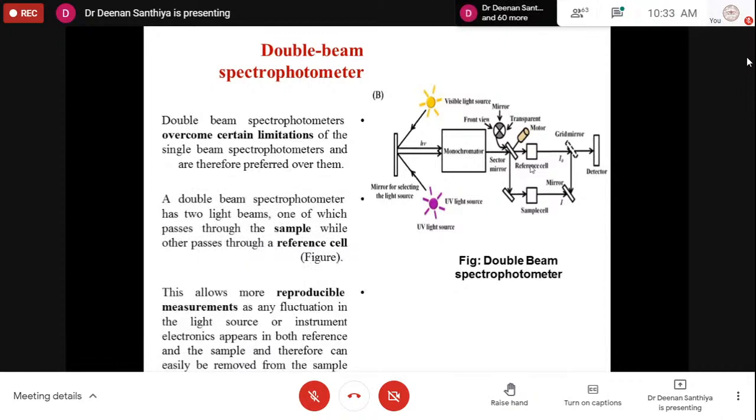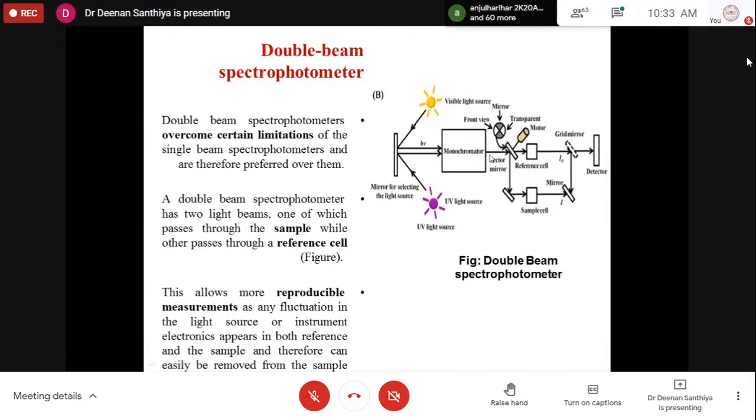Okay, in the case of the double beam, what is this double beam? Suppose here the source is there. You can see the source, and you can also change it: a UV source or a visible source. The two sources are different. The electromagnetic radiation comes here, falls onto the monochromator, and is converted into a single beam.